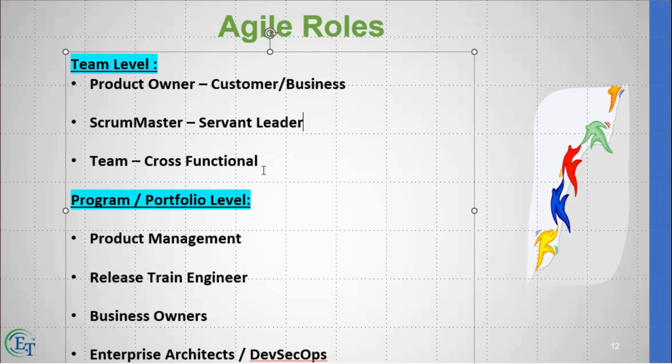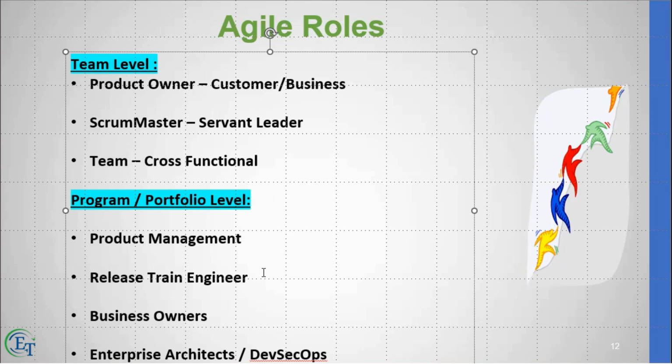At the program and portfolio level, we have product management, which is part of the business, of course. We have a role called release train engineer, who would run the ceremonies at the ART or program level, which is very similar to what a Scrum Master does at the team level. So the RTE at the ART or train level would run the Scrum of Scrums, the PI planning sessions, the PI retrospective sessions, etc. And I do train this role of RTE as well.